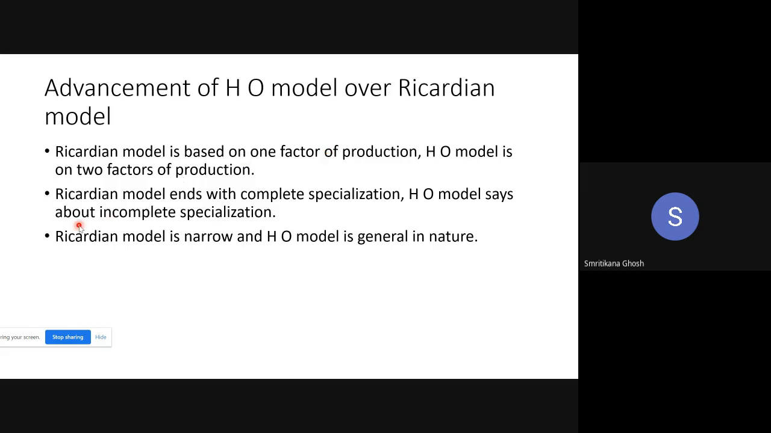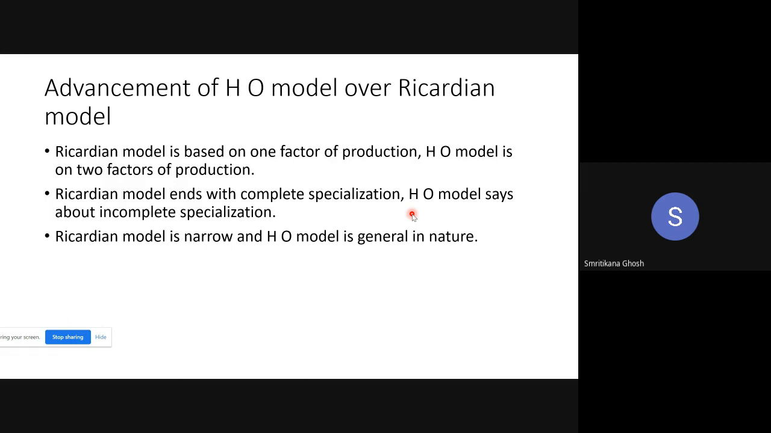The second advancement is the Ricardian model ends with complete specialization, right? As I said repeatedly, the Ricardian model is dealing with complete specialization. But the HO model is also for incomplete. You can go for complete specialization, but that will be a special case. In general, the HO model is dealing with incomplete specialization. That means after trade also both countries can produce both.